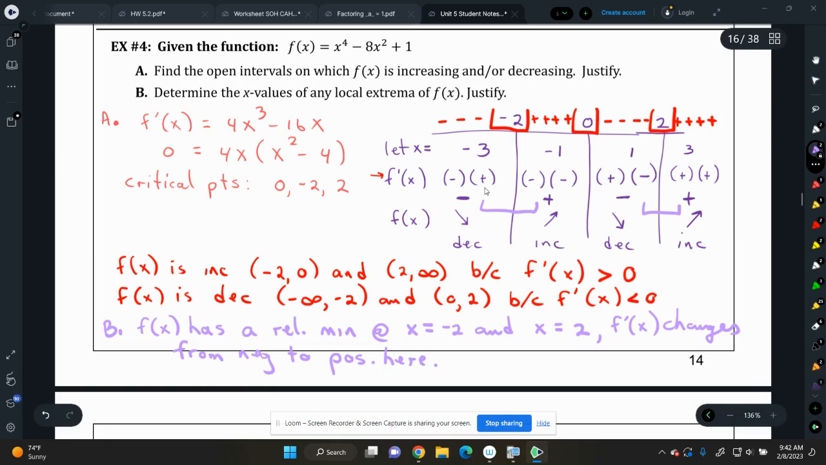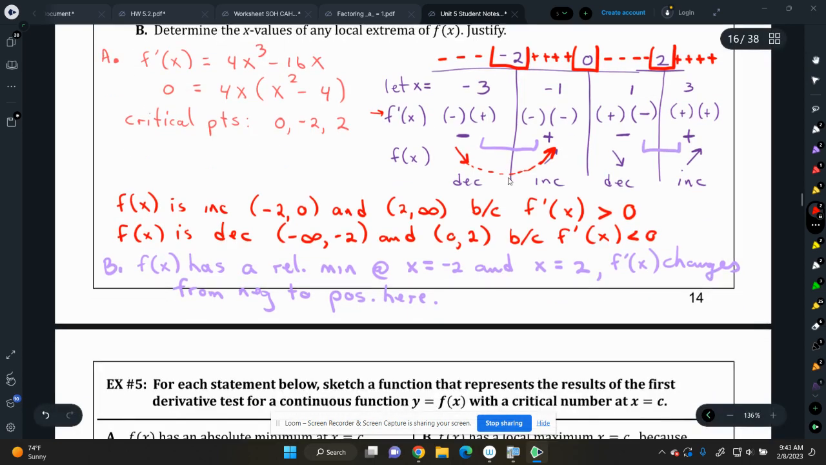Here, f of x has a relative minimum. It's not asking for what the relative minimum is, it just wants to know where it occurs. So f of x has a relative minimum at negative 2 and at 2 because f prime of x changes from negative to positive at those points. That's where drawing these arrows is helpful because you really can visualize it. In order to go from that arrow to that arrow, I have to have that minimum, right? And then we have to add the relative maximum in there.